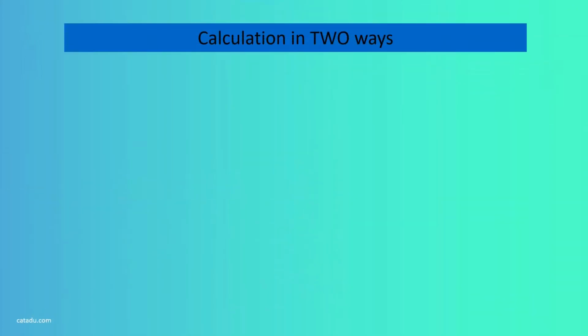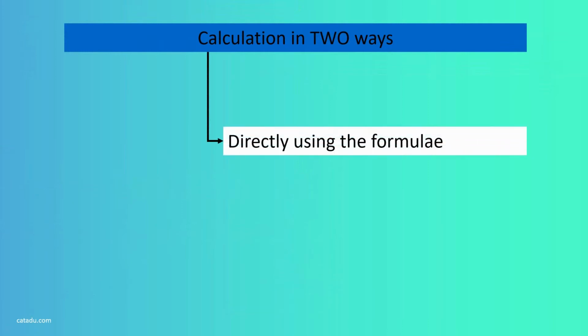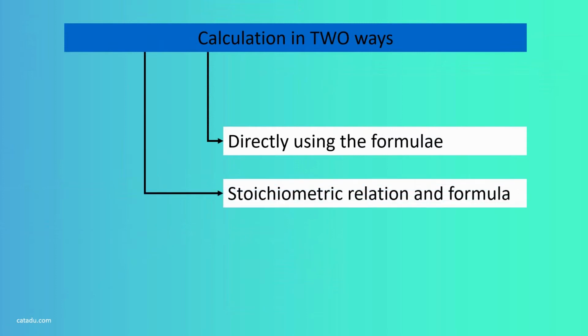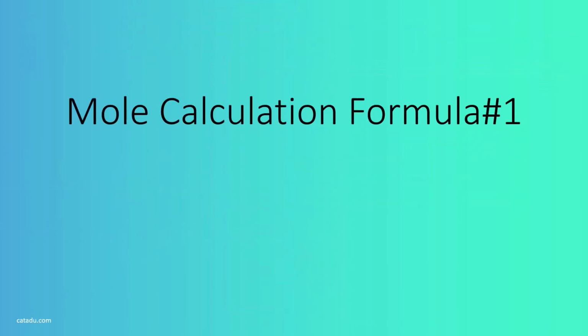We can calculate moles in 2 ways. The first one, the preliminary or initial stage, is directly using just the formula. The second one is the stoichiometric relation and the formula. The second one is very important. Mole calculation formula number 1: mole is equal to mass divided by MR. Already I told you, mass must be given in gram. So if it is given in kg or in ton, you have to convert it to gram, then divide by MR.